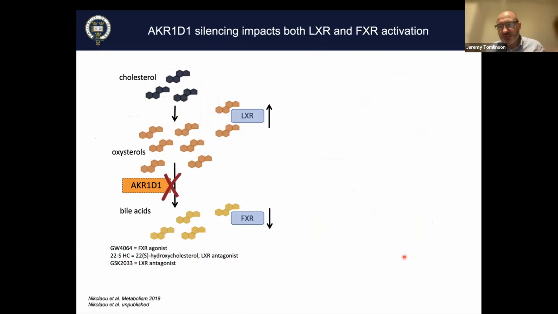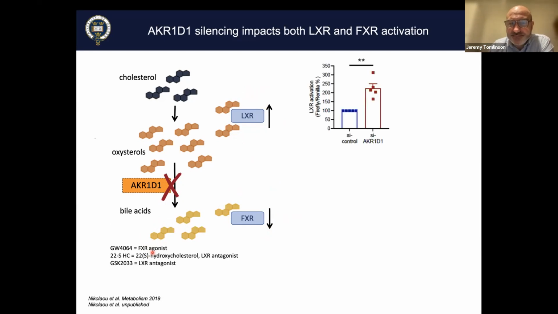But the question is, well, how is all this working? How can this possibly be acting? And so Nick and I came up with this model suggesting that, broadly speaking, you have cholesterol going via oxysterols to generate your primary bile acids. And in a very simplistic way, if you take out AKR1D1, what you might expect to see is an increase in your oxysterols, which you know are potent LXR ligands, and you would expect to see perhaps a downregulation of FXR, because you're depleting your cells of their primary bile acids.